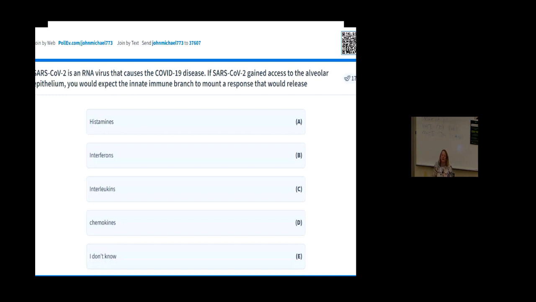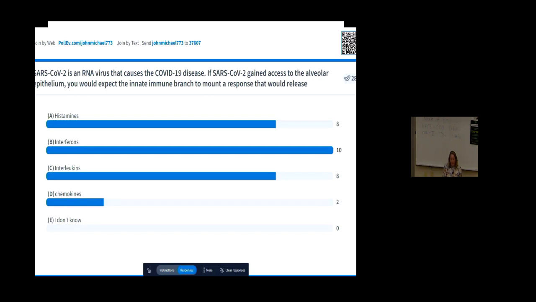So this is another example of a question where we're going to talk about something that we haven't really gone into detail in this class, but you don't need that information. Really, all you have to do is go through this question and pull out the key terms. Pull out the stuff you know we did talk about. So virus, you know what a virus is. We know alveolar epithelium. We know innate immune branch. So basically, you could boil this question down to, what does the innate immune system do in a viral infection? Most of you said interferons.